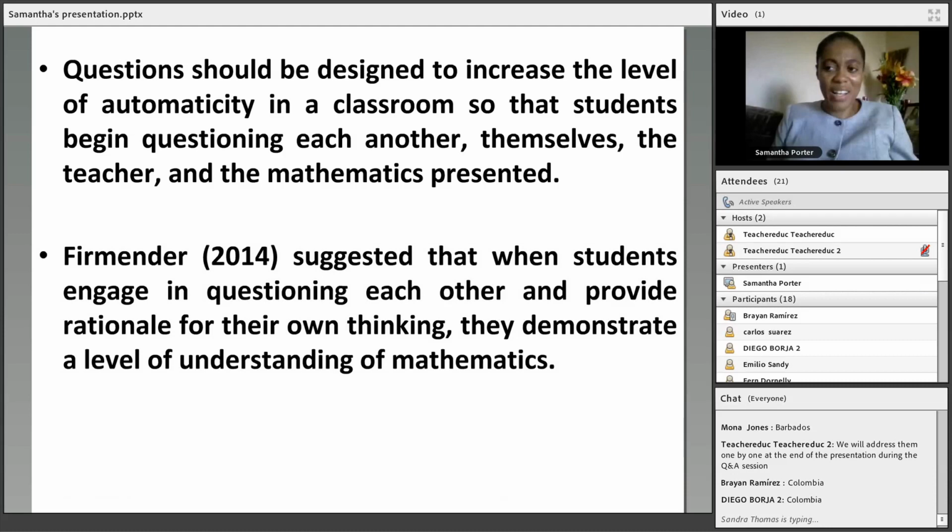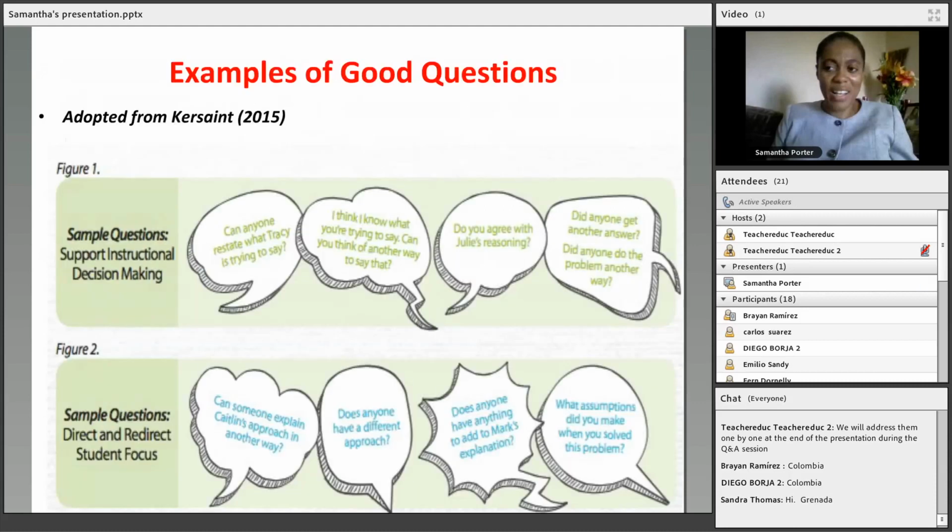Menda suggests that when students engage in questioning each other and provide rationale for their own thinking, they demonstrate a high level of understanding of mathematics. And that's what we want in our classroom. We want students to demonstrate a high level of understanding. So, what are some examples of good questioning? These are adapted from Kouros, 2005.